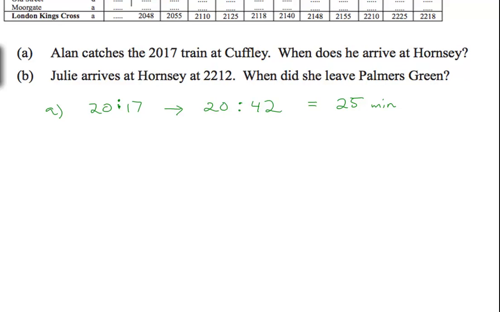So from 22:06 to 22:12, that is not long at all. That is simply 6 minutes for Julie's commute.